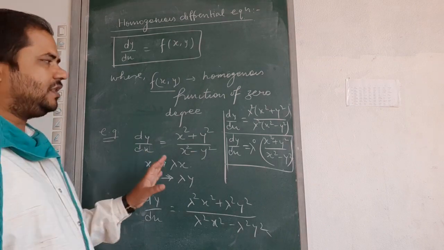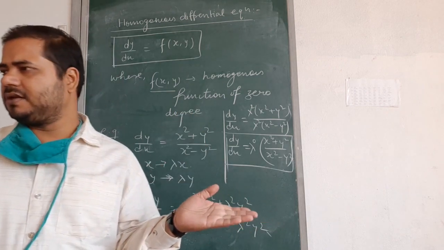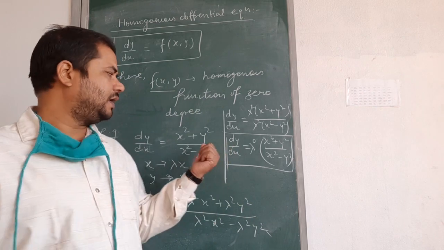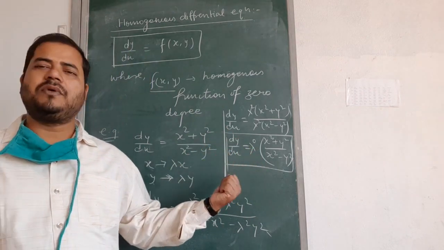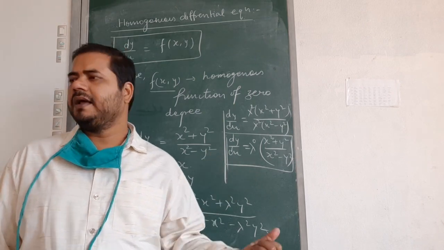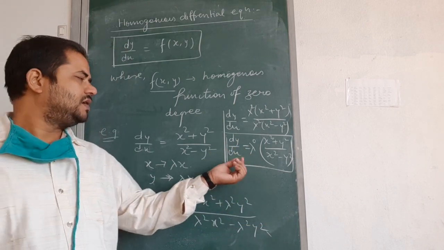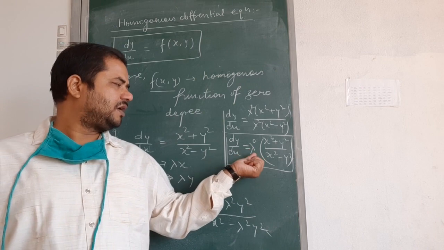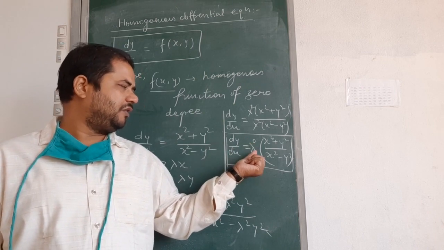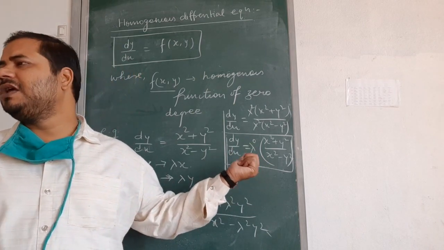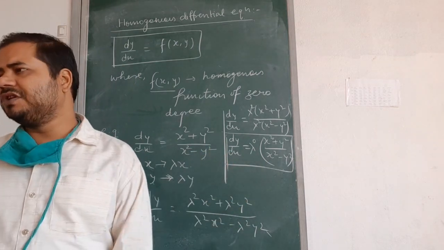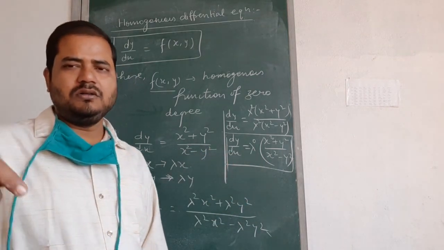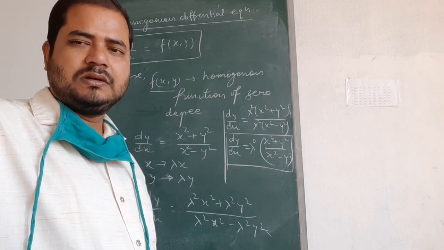So to check the homogeneity of the equation, we put lambda x at the place of x and lambda y at the place of y. If there is no effect, that means the equation is a 0 degree homogeneous equation, then you can say this is the homogeneous equation. Okay, so note it down. Then after that we see some questions.